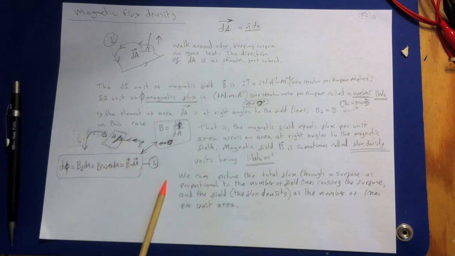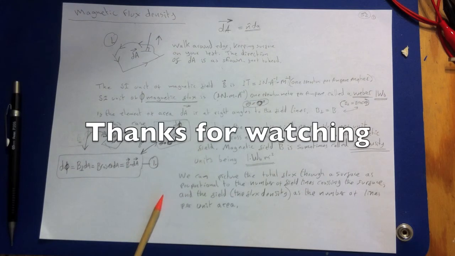Since the unit of flux is 1 Weber, the unit of field, 1 Tesla, is equal to 1 Weber per square meter. We can picture the total flux through a surface as proportional to the number of field lines crossing the surface, and the field, the flux density, as the number of lines per unit area.